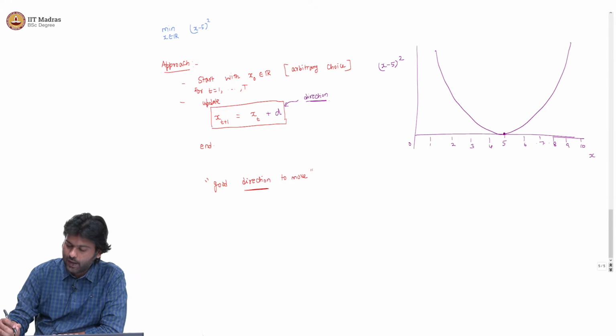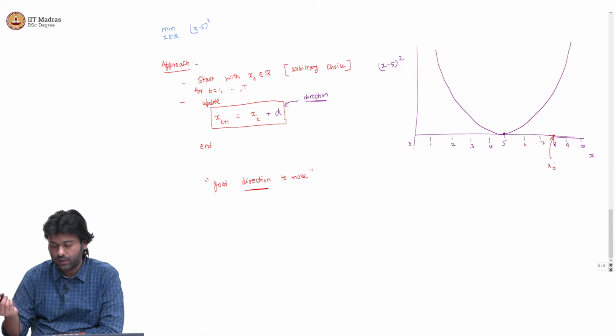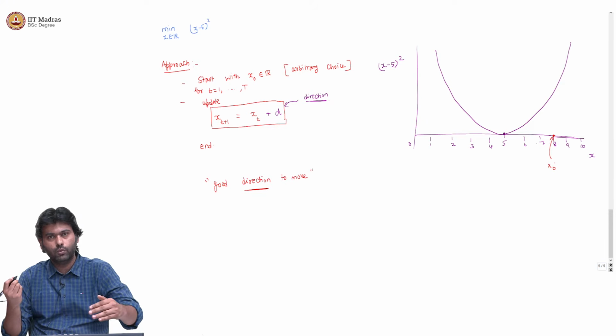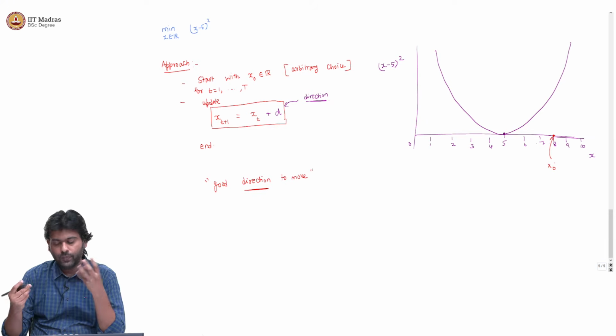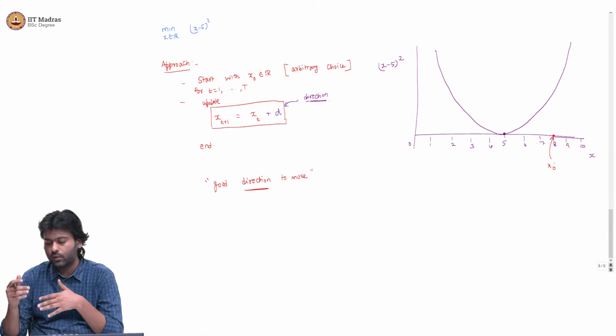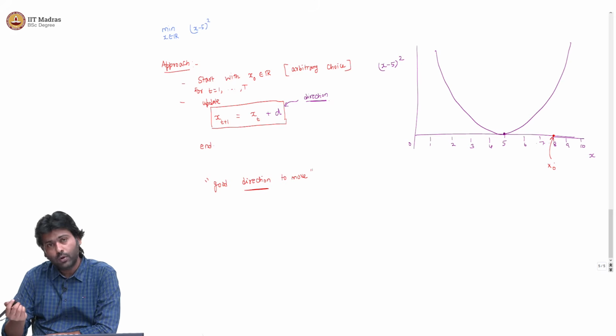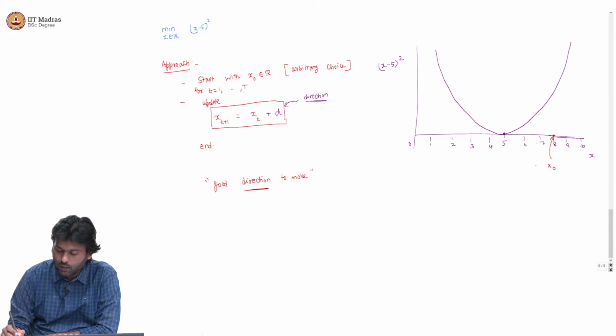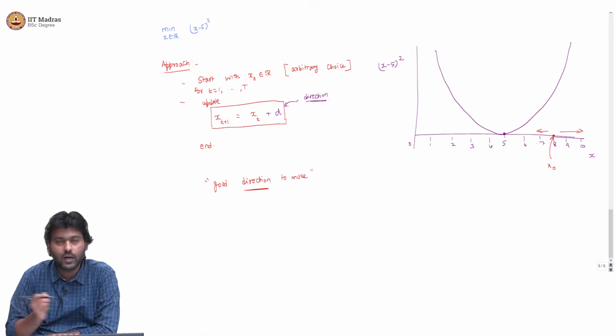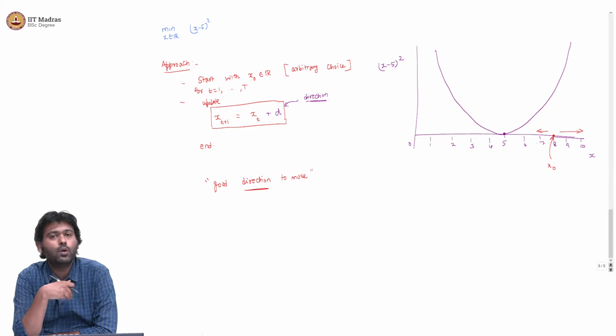So, we started with some x. Let us say we are at some x, which is x naught, and now we want to find a good direction to move. So, what do I mean by direction? In this particular picture, what is a direction? You are at x naught; how many directions are there for you to move? Think about it. There are not too many directions. You can either move from x naught to the left, or you can move from x naught to the right.